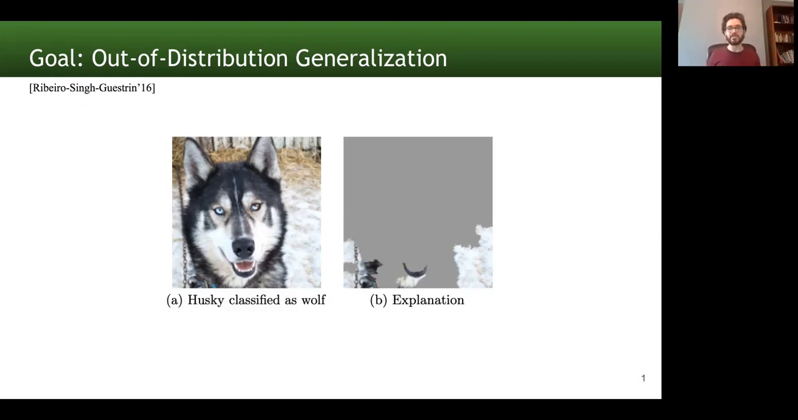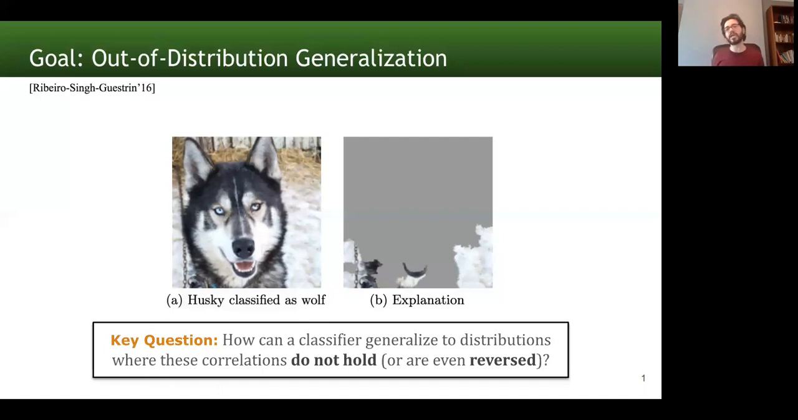And so this raises the obvious question: how can we train a classifier to not fall prey to this problem? In particular, these correlations won't necessarily hold at test time. They could be reversed. If someone photoshops a space background onto a cow, we don't want our classifier to say, oh, it was an astronaut.